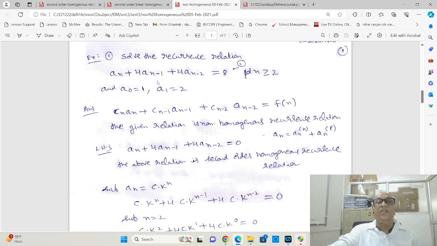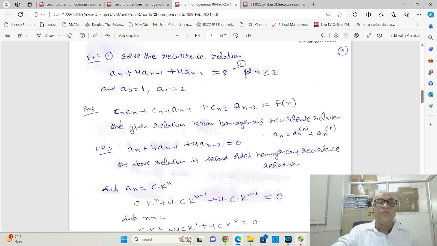This is the recurrence relation given, and we know that this is a non-homogeneous recurrence relation of second order. So n is greater than or equal to 2, and this form is an plus 4 an minus 1 plus 4 an minus 2 equal to 8. On the right side it is not 0, it is a function fn. So, this is a non-homogeneous recurrence relation.